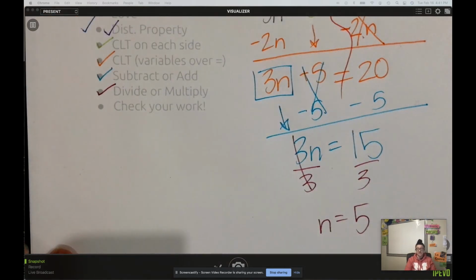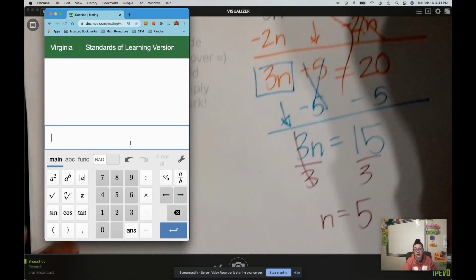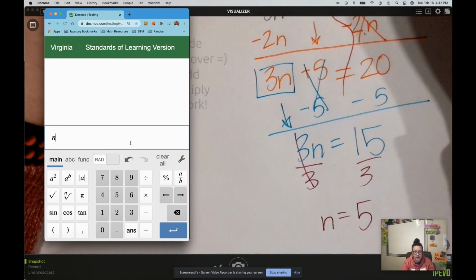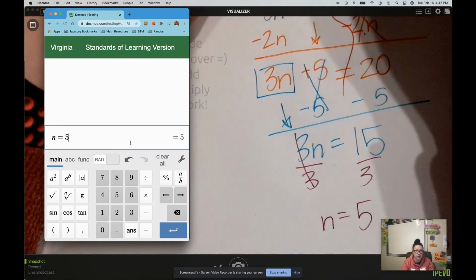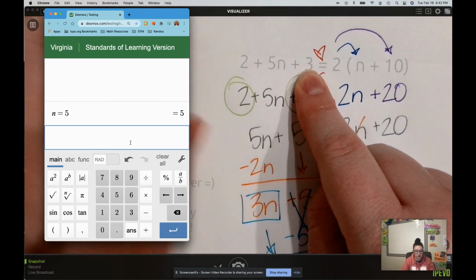That's a lot, guys. That's a lot. Make sure you're getting all this written down in Desmos or on a piece of paper. That works too for me. So again, we tell our calculator that n is equal to 5 if we want to check, and each side of the equation separate.